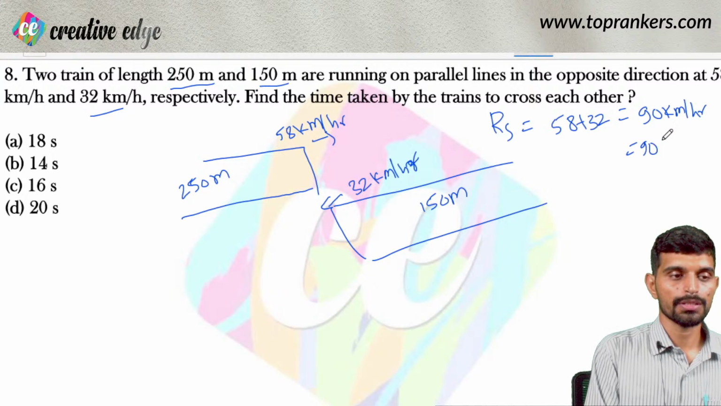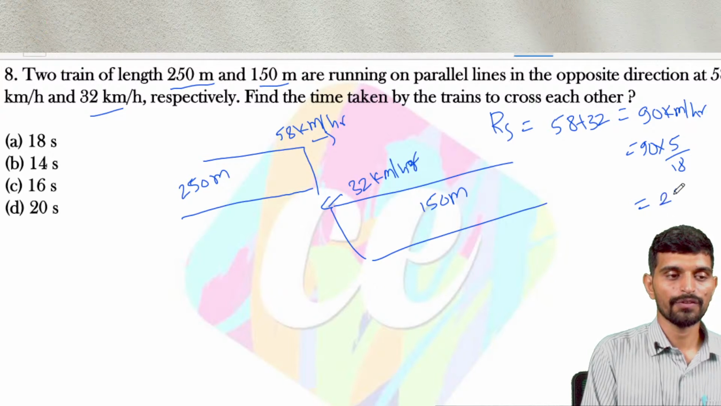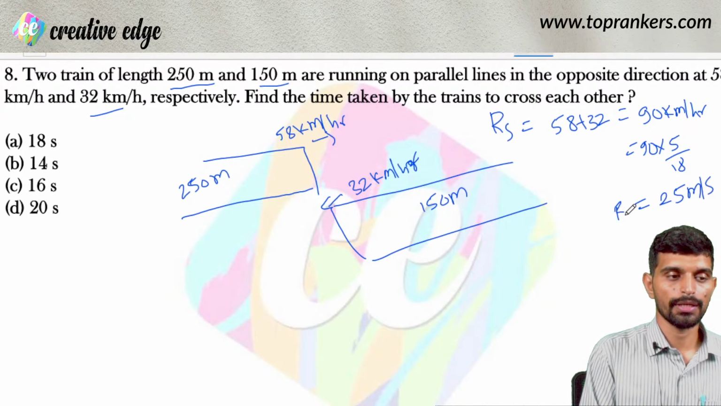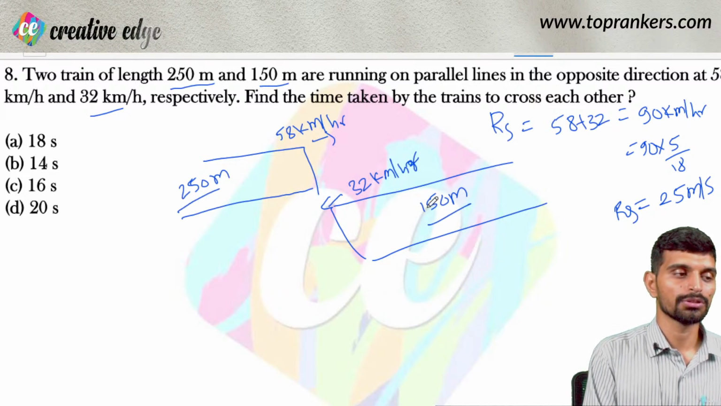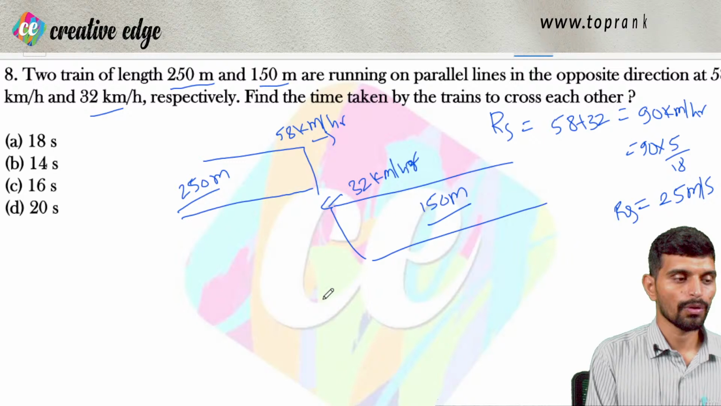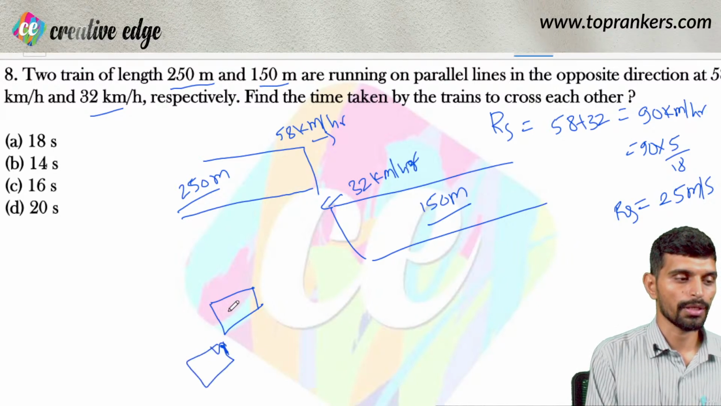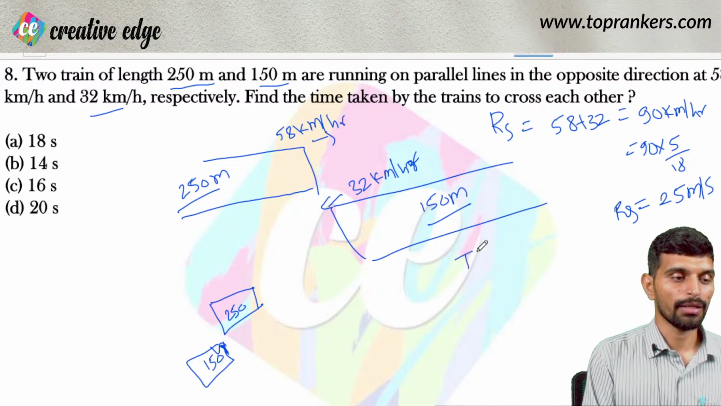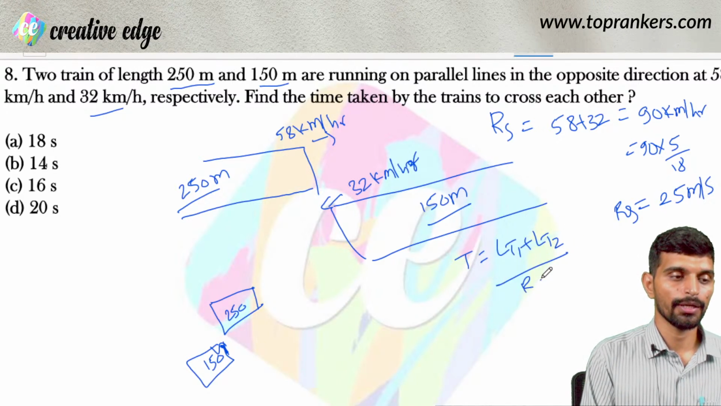Or if we convert this into meters per second, so that will be 25 meters per second. This is the relative speed, and distance covered is equal to sum of the length of the two, because crossing will complete when this situation occurs, right? This is 250 and this is 150, so this is the length. So time is equals to LT1 plus LT2 divided by relative speed.